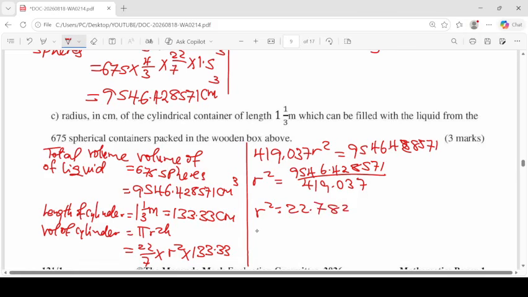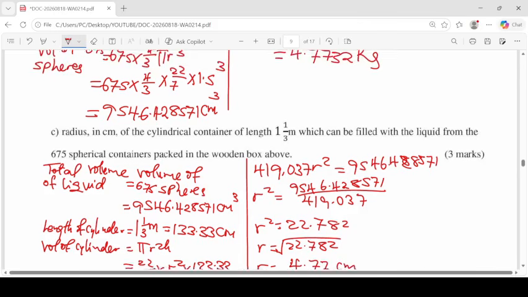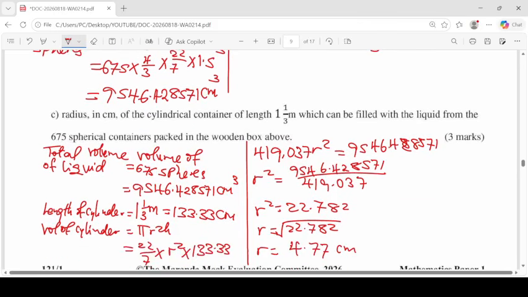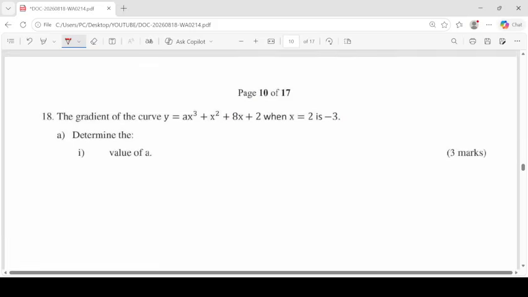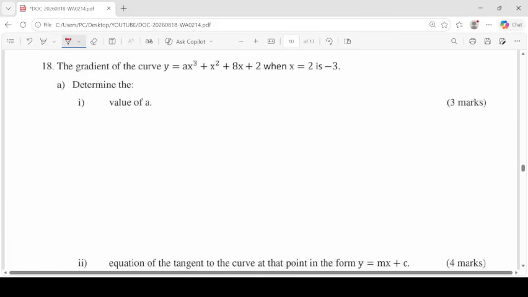You'll get 22.782. Then the radius will be the square root of 22.782. So when you square root 22.782, you're going to get 4.77 as the radius. That's how you solve that question. Let's go to question number 18.